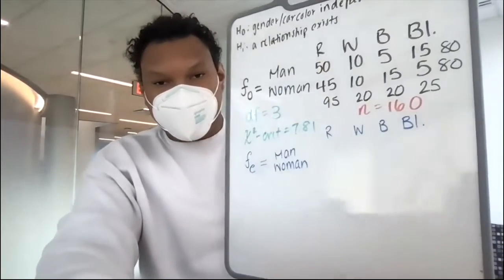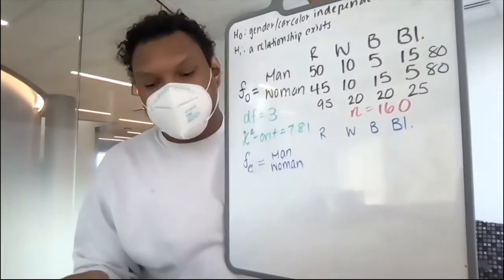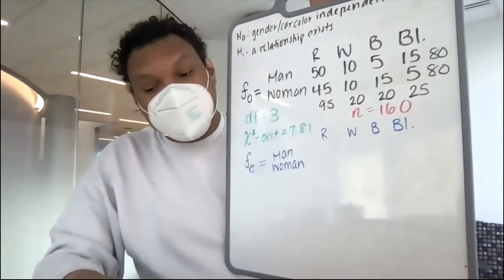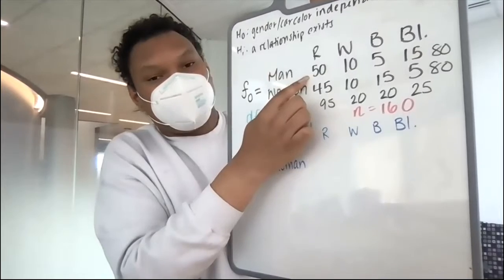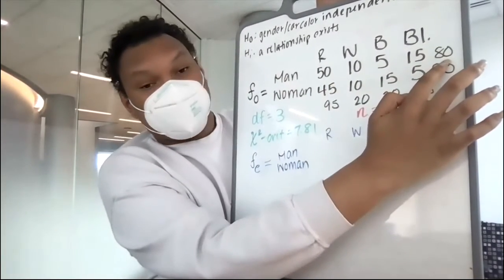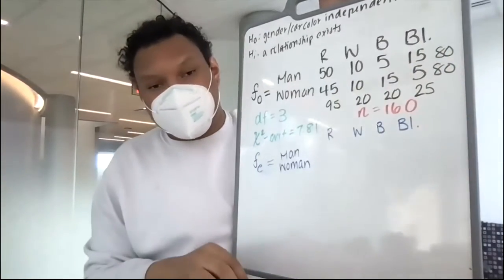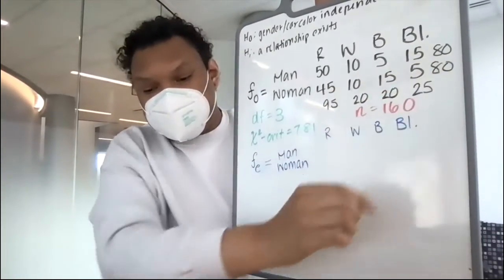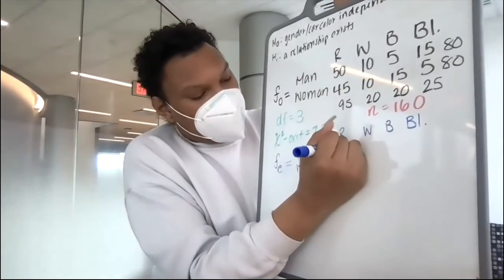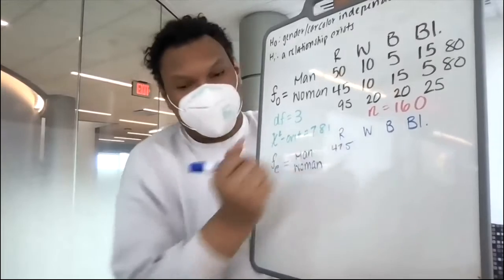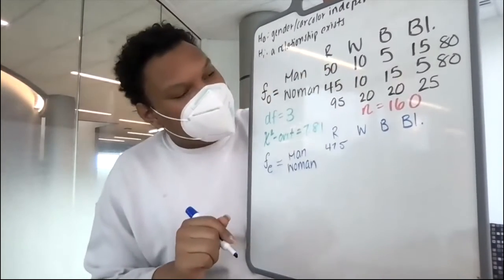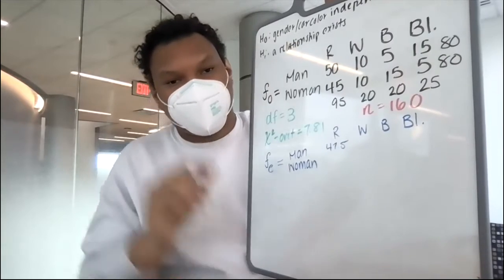To solve F sub E, we must use the equation frequency column times frequency row divided by n. For our first cell, we do 95, which is our column, times the row, which is 80, and divide by n. 95 times 80 is 7,600. We divide that by 160, and we get 47.5. Now, we have to do this for each cell in order to calculate our chi-squared value.